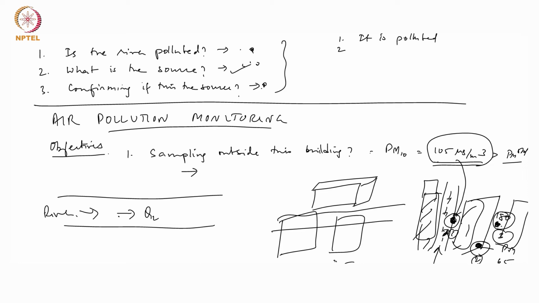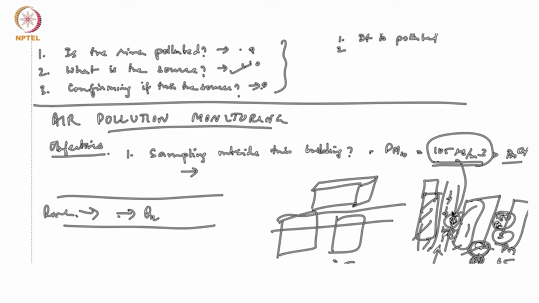What about the 65 here? This second one, up in the air, top of the building, has no vehicles nearby. If this was also 100, then you can say that whatever is happening here is seen here also. So whatever source is contributing to this is possibly contributing to this too. The only way to confirm that is to keep doing this again and again.